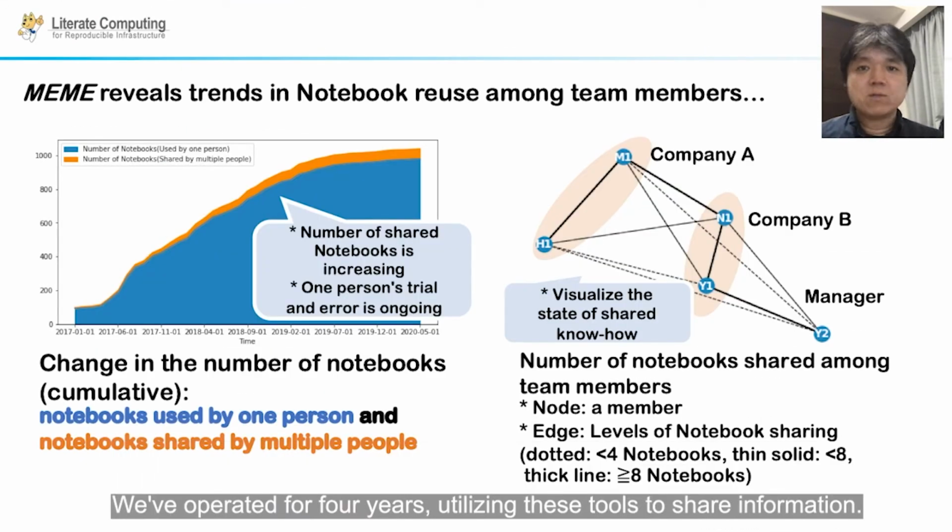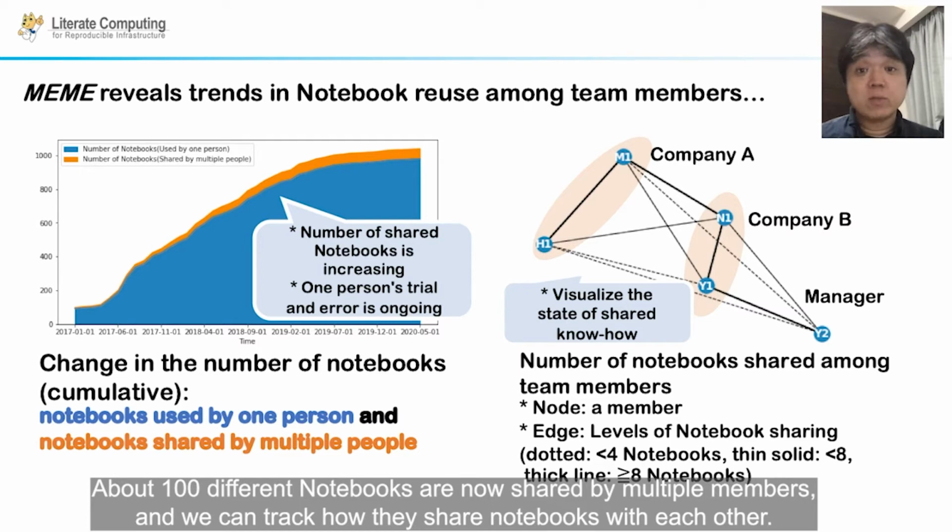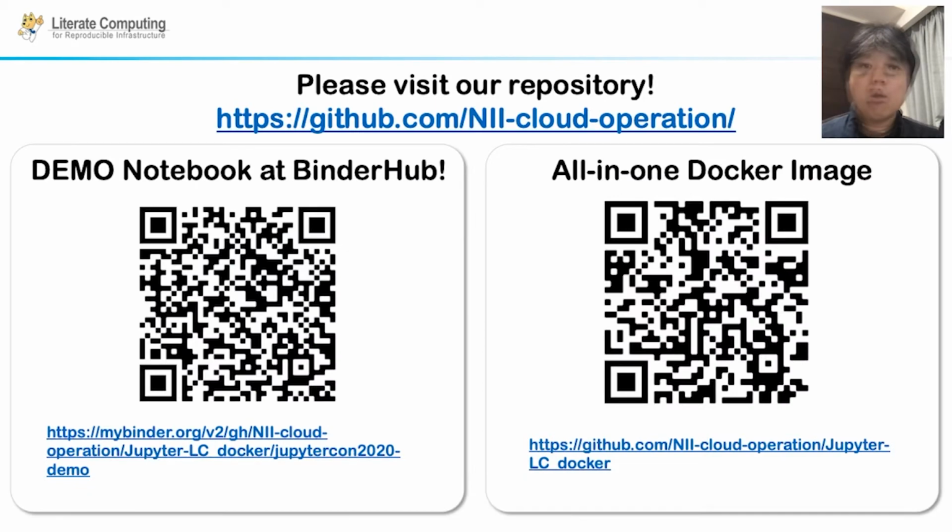We've operated for 4 years, utilizing these tools to share information. About 100 different notebooks are now shared by multiple members, and we can track how they share notebooks with each other. All of these tools are available on GitHub.